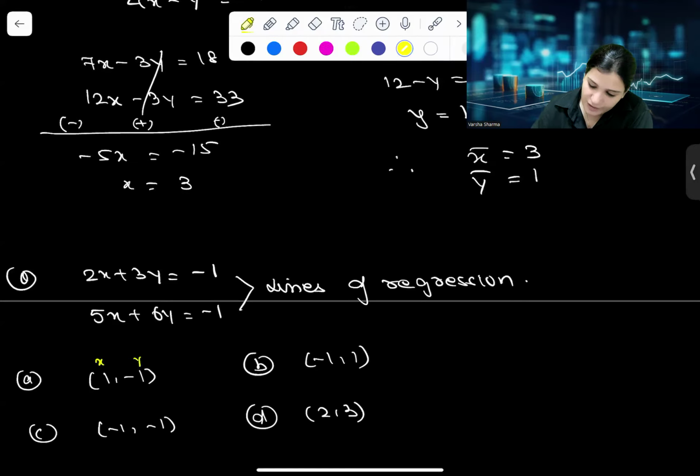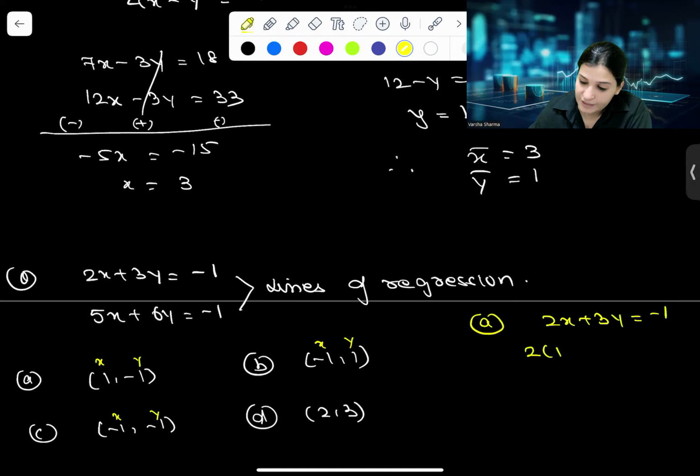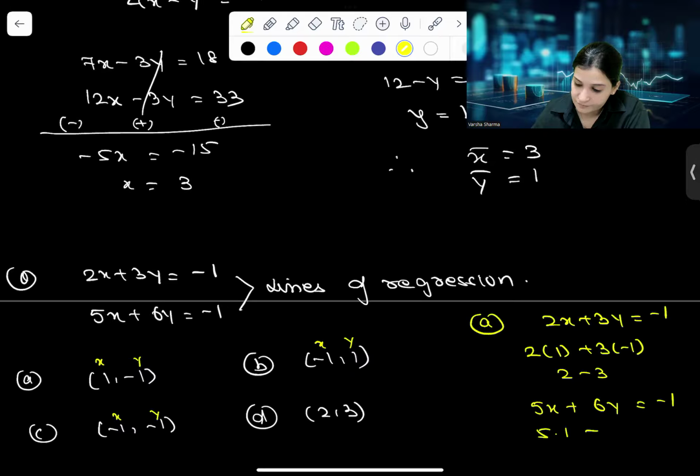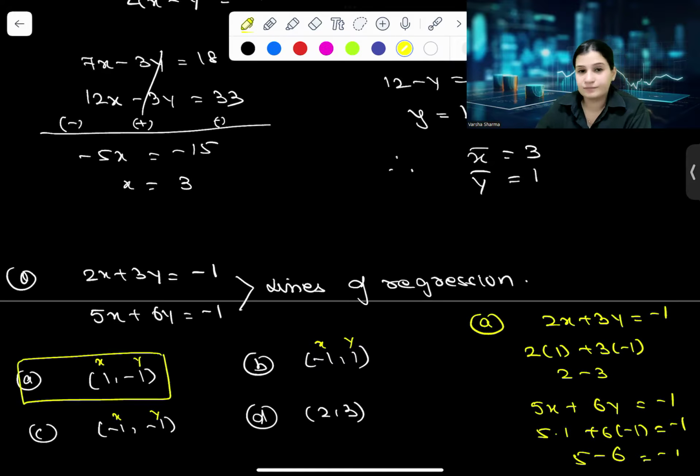This is x, this is y. First x coordinate, second y coordinate. So if I try the first point in 2x plus 3y equal minus 1, instead of x, put 1. Instead of y, put minus 1. It's correct. Put it in the second equation. This is also correct. So this particular value is the answer.